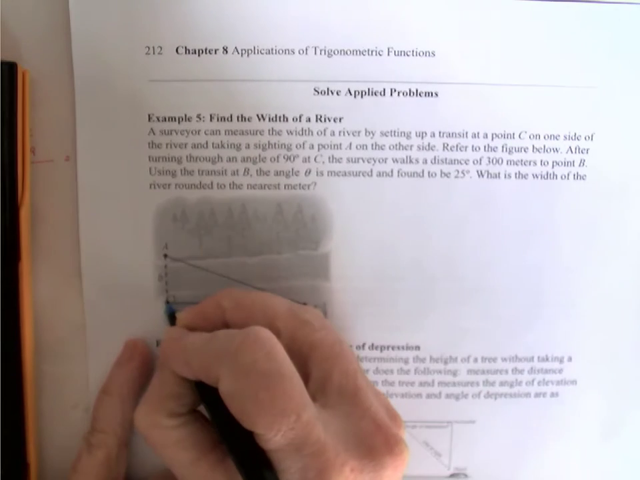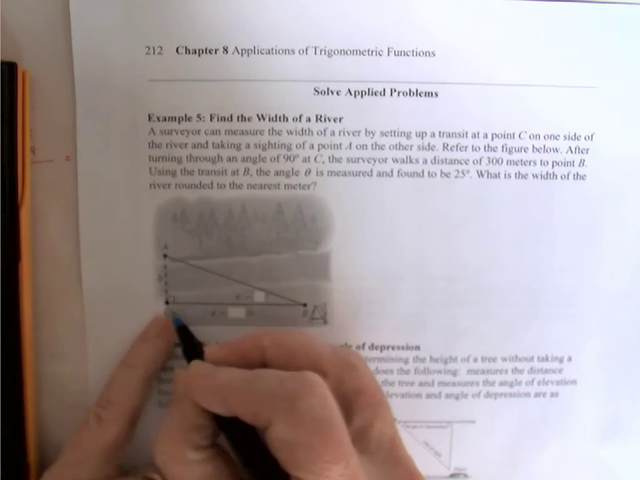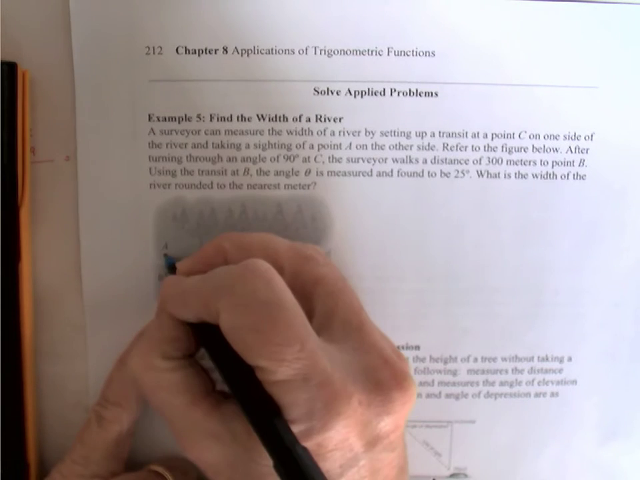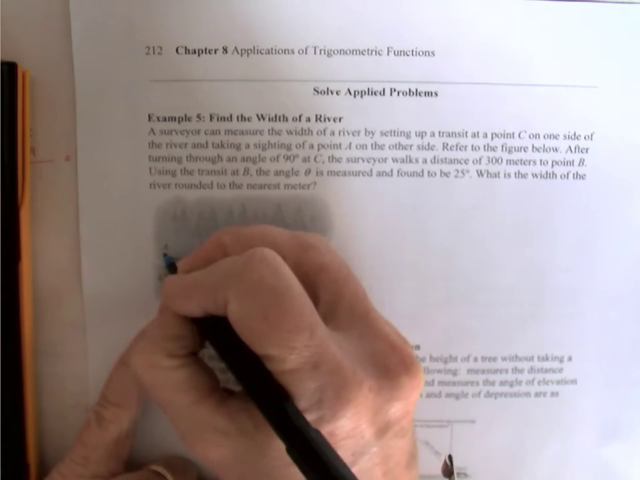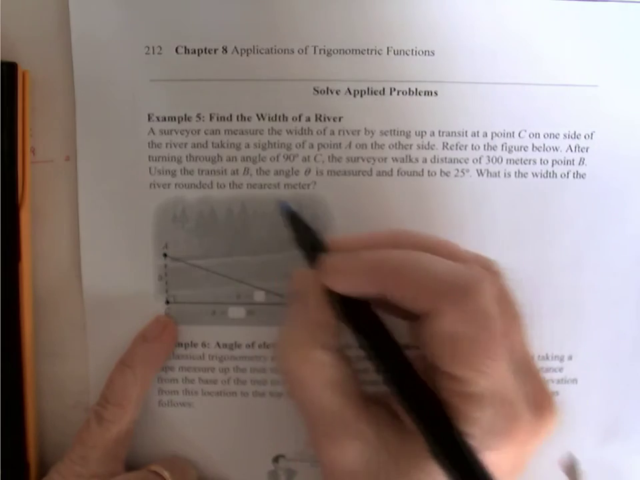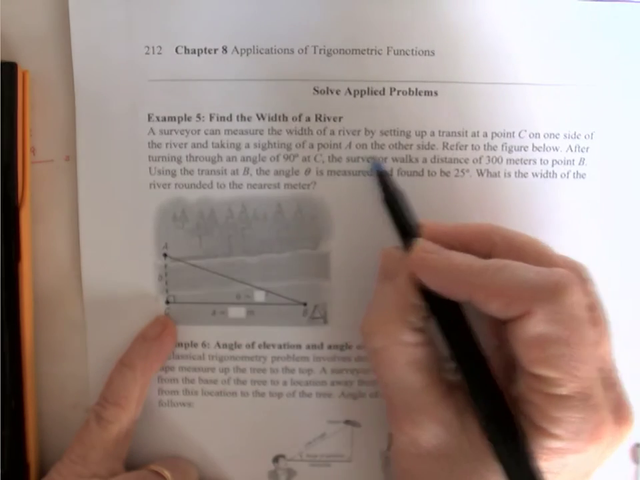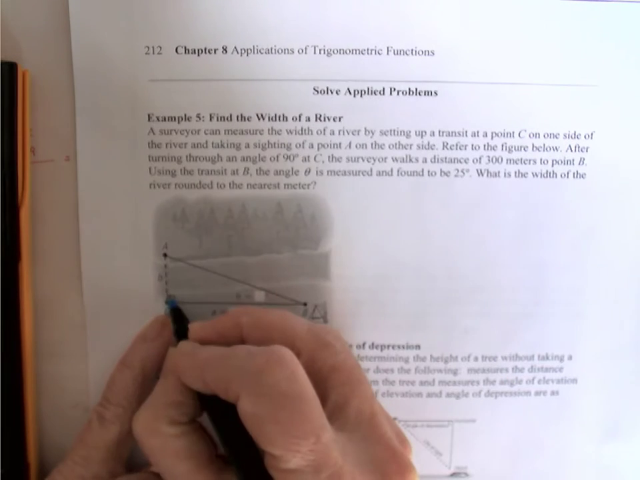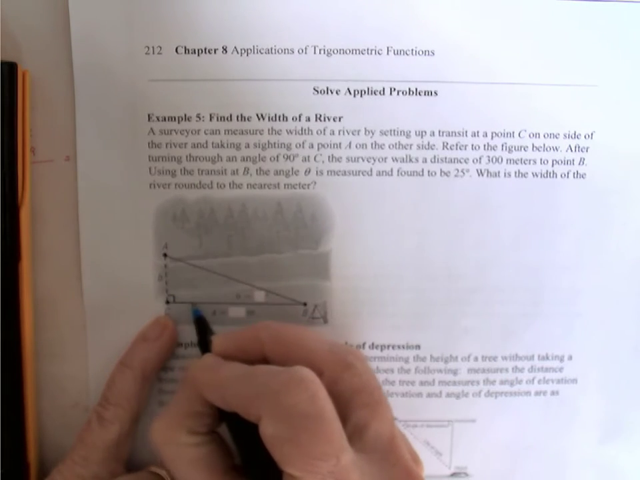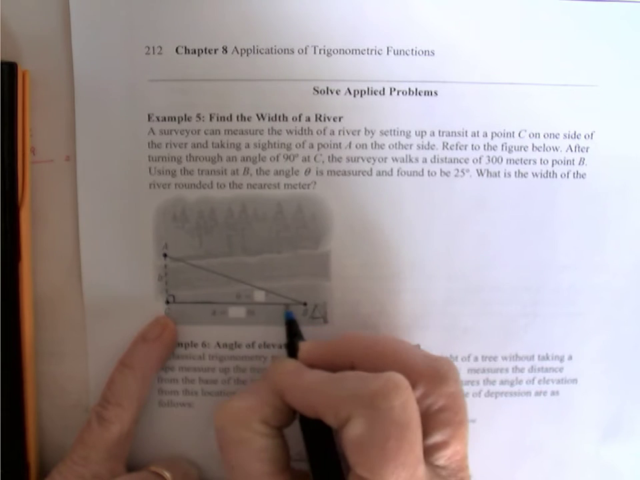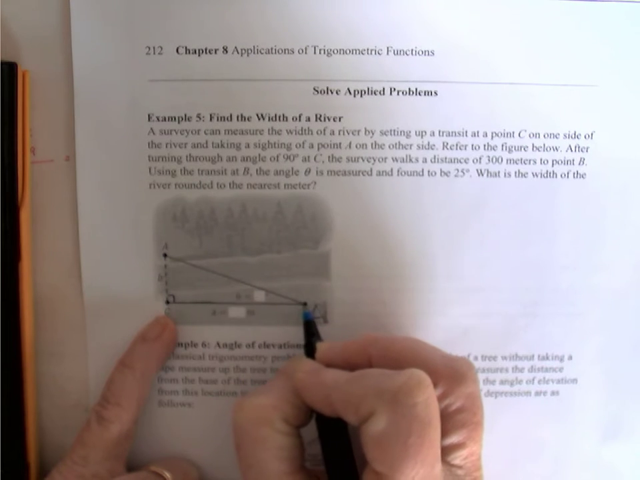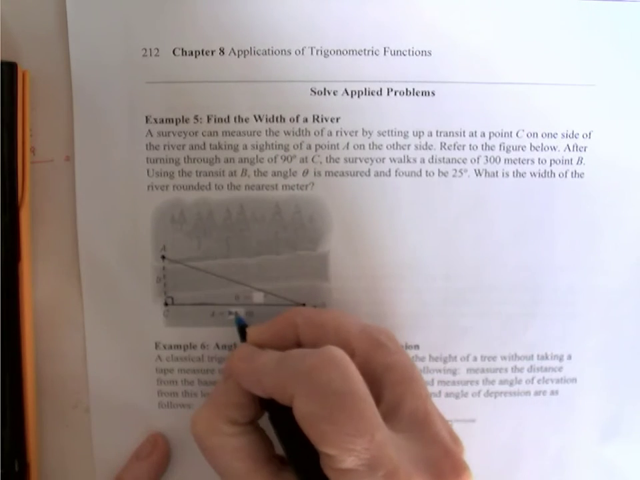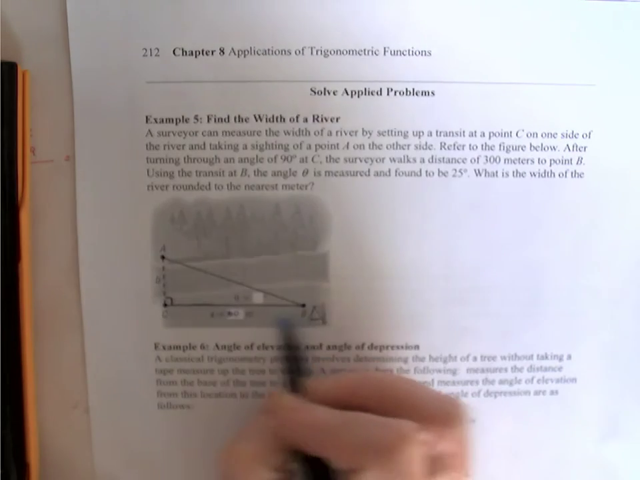So he or she puts a little something over here called a transit, and knows that he or she needs to focus on this point, taking a sighting of point A on the other side. So after turning through an angle of 90 degrees, so this person knows that he or she is going to make a 90-degree angle there and walk over 300 meters to point B. So we know that this leg of the triangle is 300 meters.